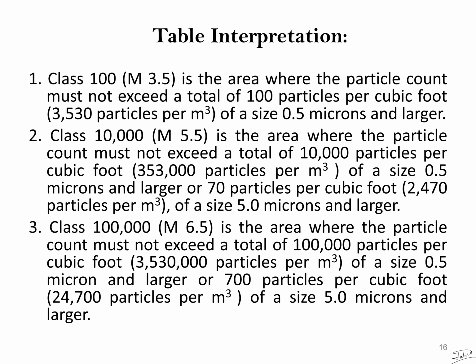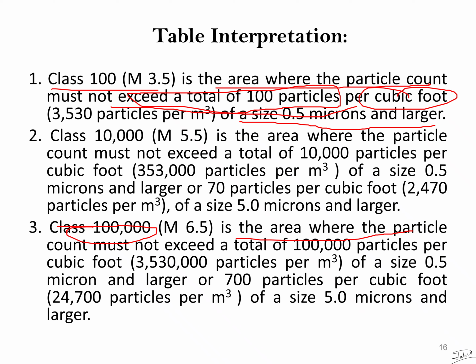So here the definition has been seen: what do you mean by class 100? Class 100 is the area where the particle count must not exceed a total of 100 particles, that is maximum 100 particles per feet cube, having a size of 0.5 micron or larger. So in case of class 1 lakh area, what would be the definition? The area where the particle count must not exceed a total of 1 lakh particles. That is a maximum of 1 lakh particles should be there. So what would be the size? The size of the particle would be 0.5 micron or larger. So you have to learn up to that. You don't need the remaining part.